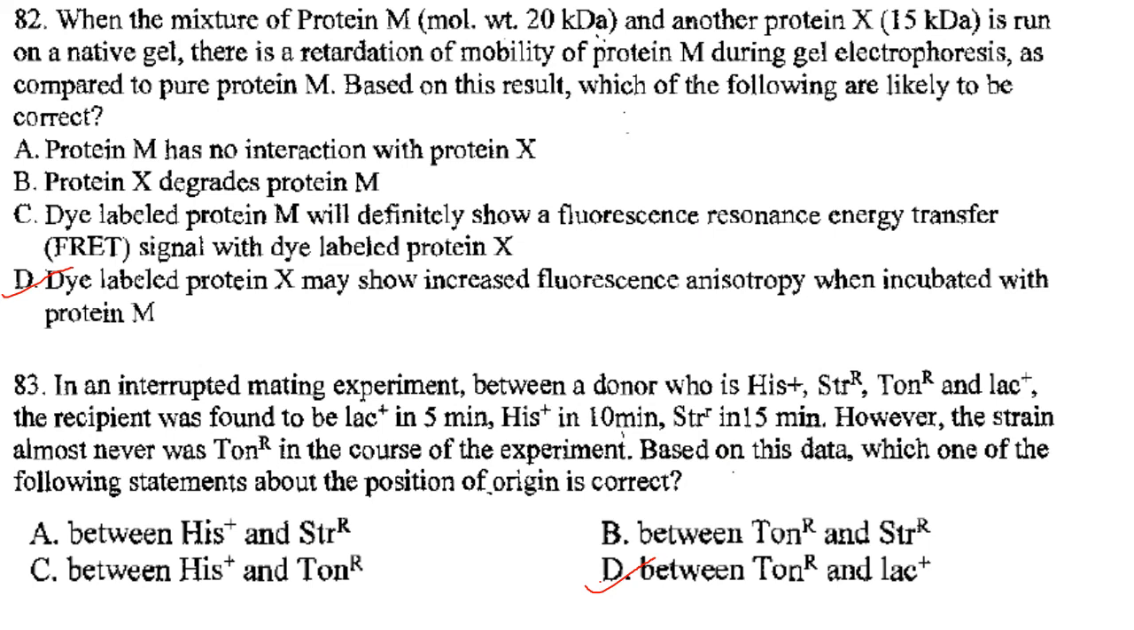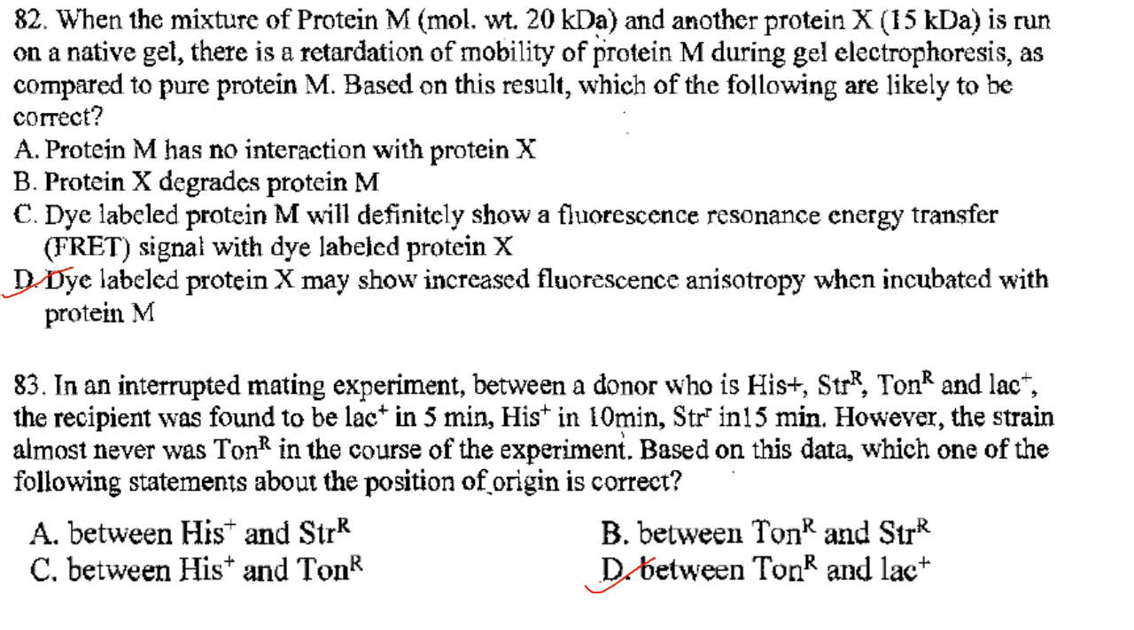So next question. When a mixture of protein M, molecular weight 20 kDa, and another protein X is run on a native gel, there is retardation of mobility of protein M during gel electrophoresis as compared to pure protein M. So when a mixture, that is M and X, are run together, there is retardation in mobility, whereas when M is run alone, there is no retardation in mobility. So based on the result, which of the following are likely to be correct?